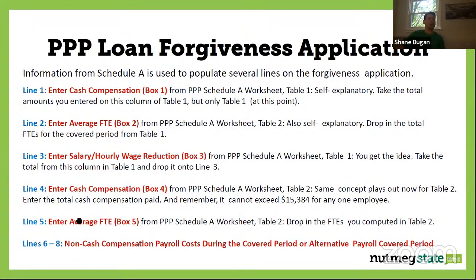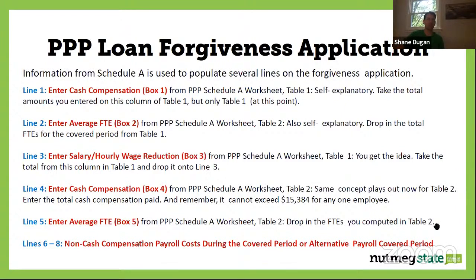All right. Line 5, enter the average full-time equivalent from Schedule A worksheet table 2. Again, that's where the second table is going to come into play for those individuals who earn over $100,000.